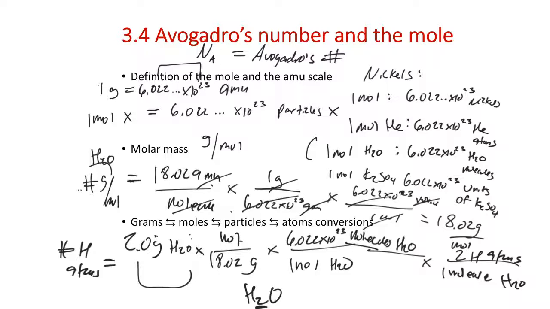There's a lot of use of the word particle and molecule. A particle is just a particle, just a thing. A particle can be an atom, a molecule, or some unit of an ionic compound. It could even be a nickel, whatever the particle is that we're dealing with. We have an Avogadro's number of that particle in a mole of that substance.